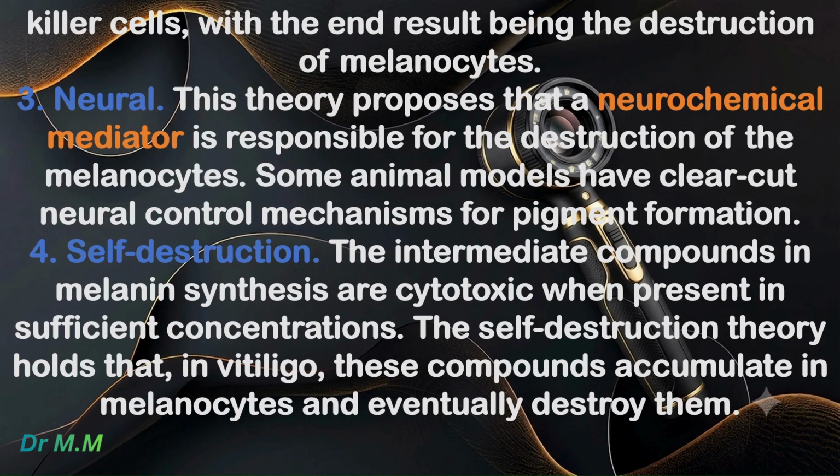3. Neural. This theory proposes that a neurochemical mediator is responsible for the destruction of the melanocytes. Some animal models have clear-cut neural control mechanisms for pigment formation. 4. Self-destruction. The intermediate compounds in melanin synthesis are cytotoxic when present in sufficient concentrations. The self-destruction theory holds that, in vitiligo, these compounds accumulate in melanocytes and eventually destroy them.